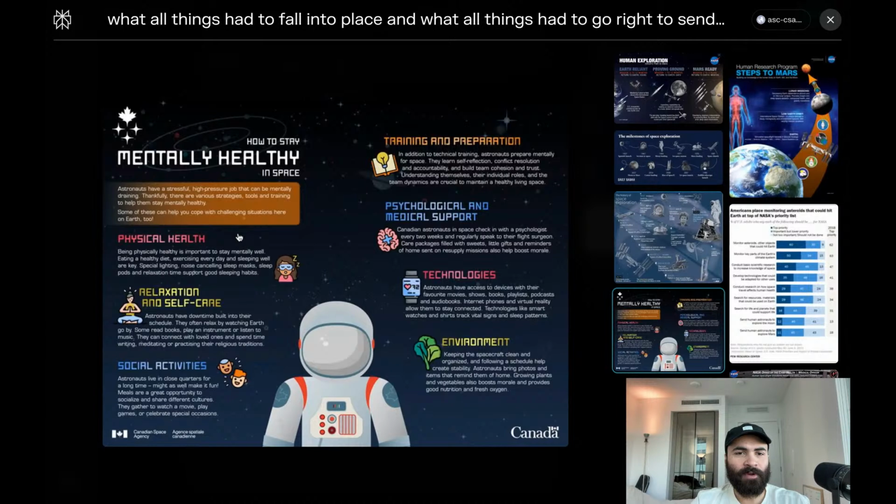Astronauts have a stressful, high-pressure job that can be mentally draining. There are various strategies, tools, and training to help them stay mentally healthy.